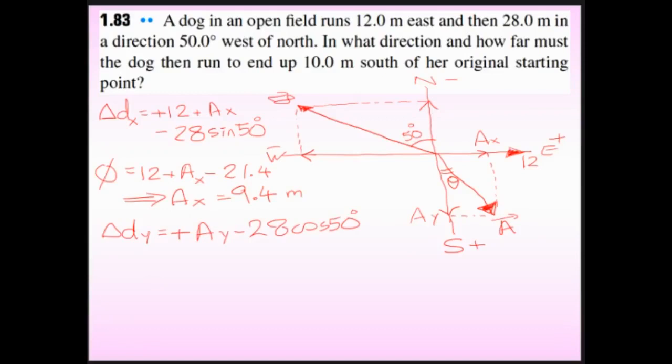What do I want my delta dy to be? Eventually, we want the dog to have moved exactly how much down? 10. Positive 10 or negative 10? Positive. That's why I made it that. So go ahead. Positive 10 equals ay minus, who's got 28 sine 50? So 18.0. Okay? Solve for ay. Come on. Just move this guy here. So what do I get?